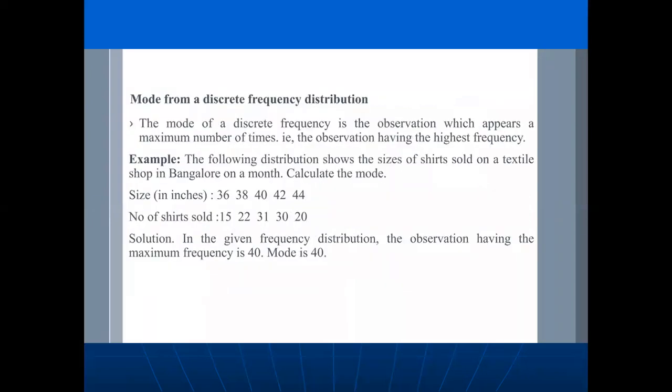This is one more problem where we have the size and the number of shirts sold. The following distribution shows the size of shirts sold in a textile shop in Bangalore in a month. Calculate the mode. Size in inches is X. The number of shirts sold is F. Based on this, the frequency of 40 is 31. So the highest frequency is 31. Therefore, the mode can be taken as 40.